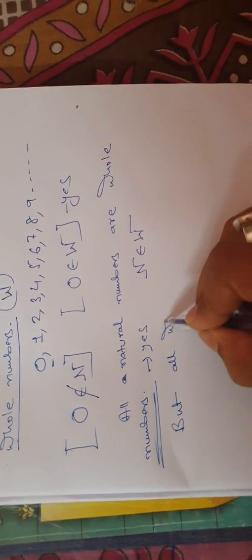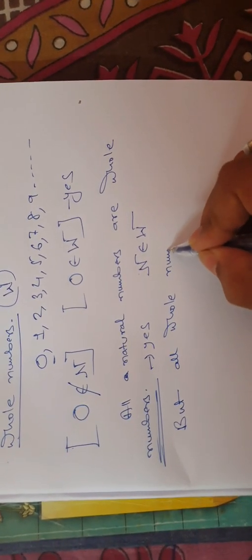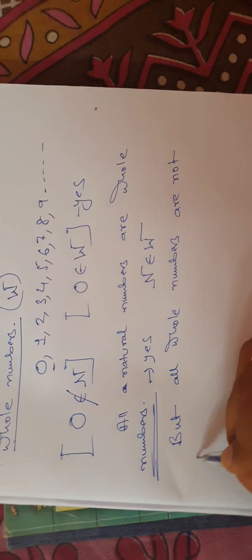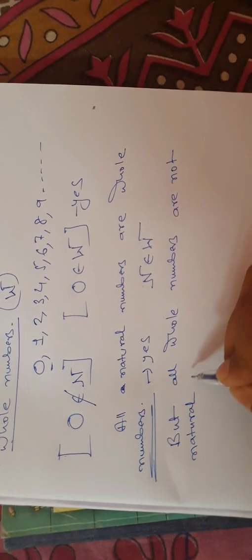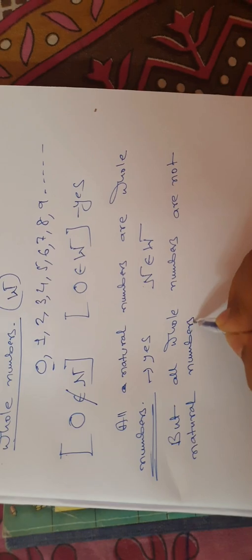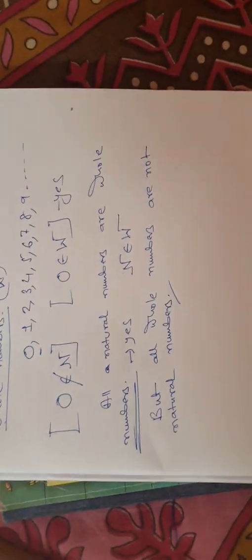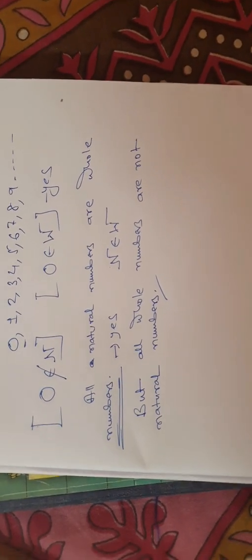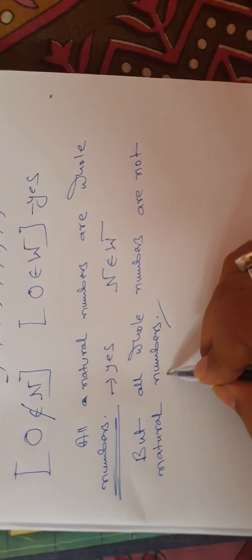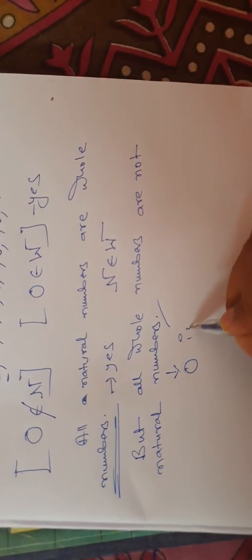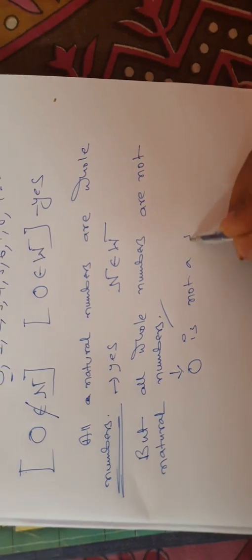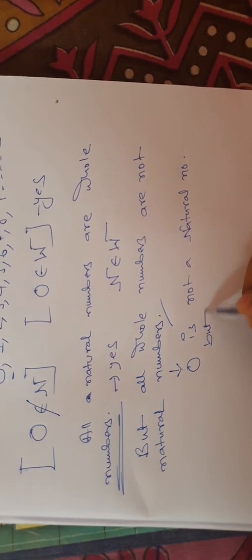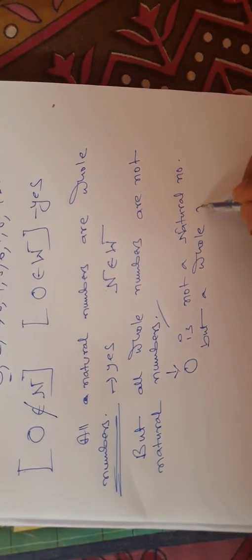But all whole numbers are not natural numbers. Are all whole numbers natural numbers? No, definitely all whole numbers are not natural numbers. Why? Because which is the number which is not a natural number? 0 is not a natural number but a whole number. Yes or no? So just because of 0.